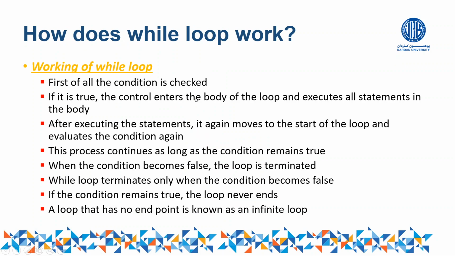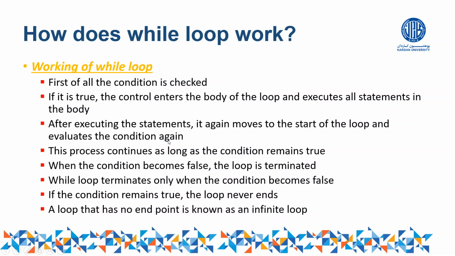Now, how does a while loop work? There might be a question in your mind about how the while loop works. Basically, this is how it works. First of all, before the condition, we need to initialize the variable. Then the condition is checked. If it is true, the control enters the body of the loop and executes all statements in the body. After executing the statements, it again moves to the start of the loop and evaluates the condition again.